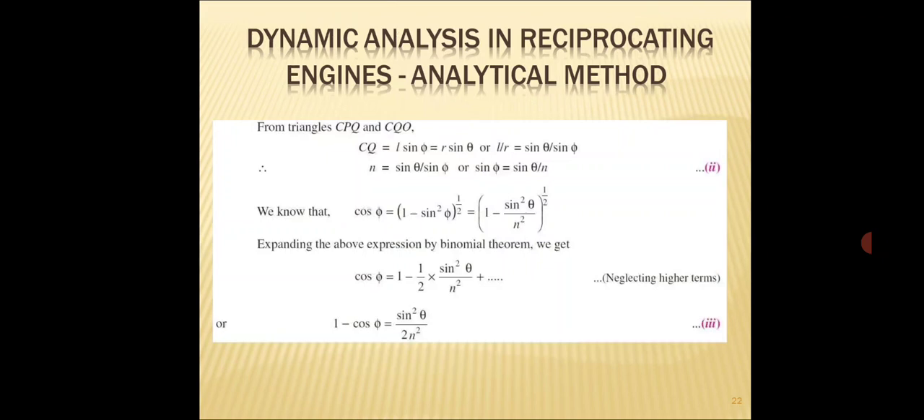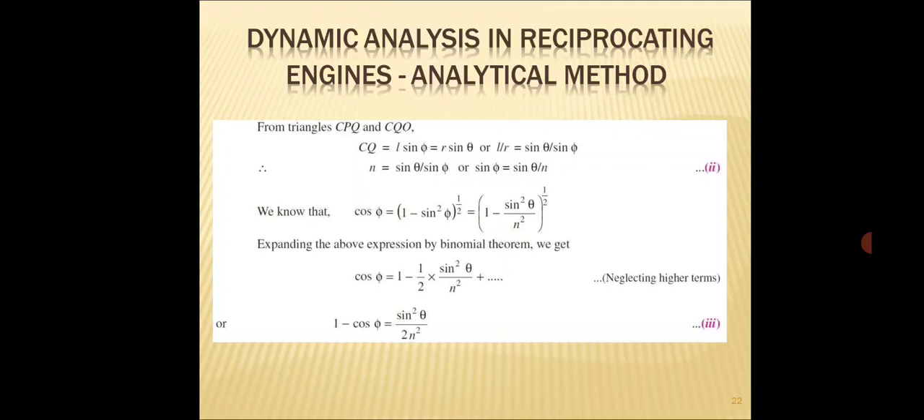So we cross multiply this, so n becomes the denominator. So n equals sin theta by sin phi, or sin phi equals sin theta by n. This I consider as equation 2. Already we know that cos phi equals the square root of 1 minus sin square phi, to the power half. So we rewrite this equation: sin square phi is sin square theta divided by n square.